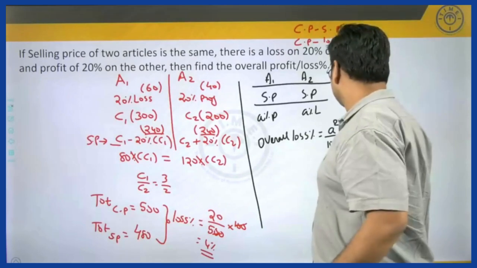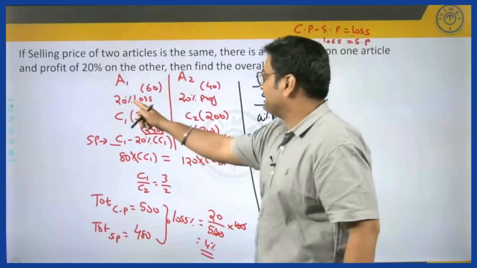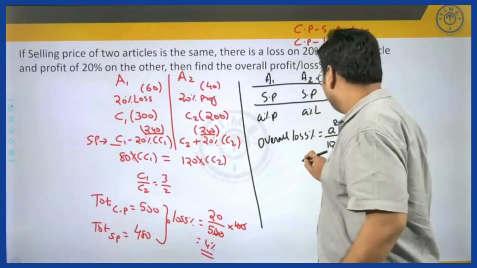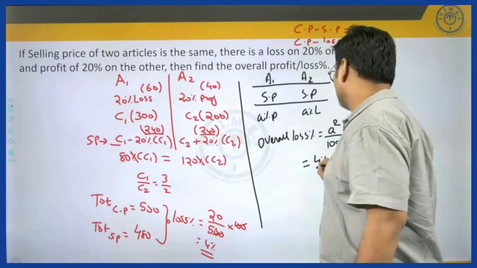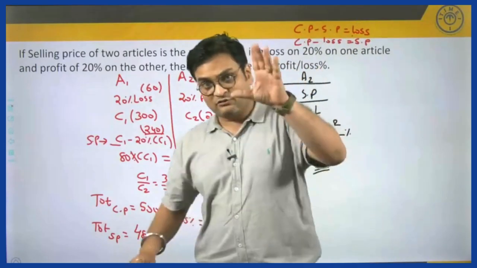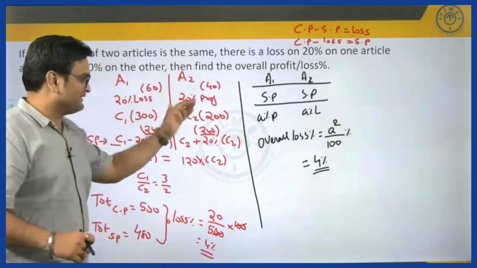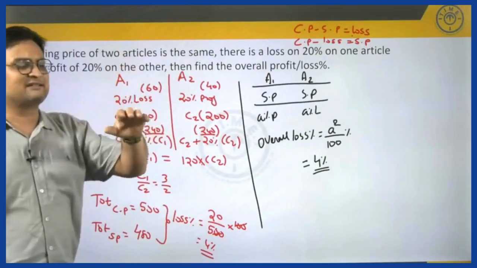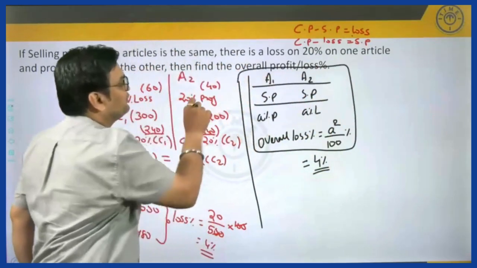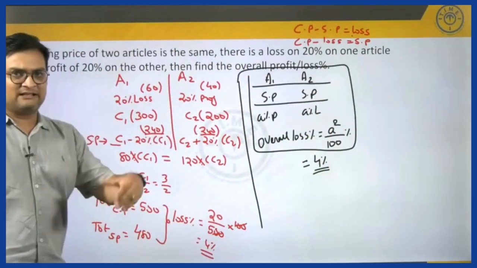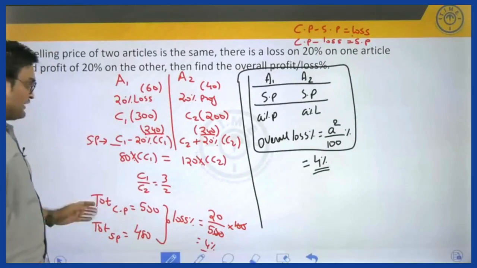So in the present case, what is A? A is 20. So my answer directly is 20 square by 100, 400 by 100, which is 4% loss. There is no need to go for all these detailed calculations. We can simply get our answer by the A square by 100 formula. This is the second way. You can note this down.